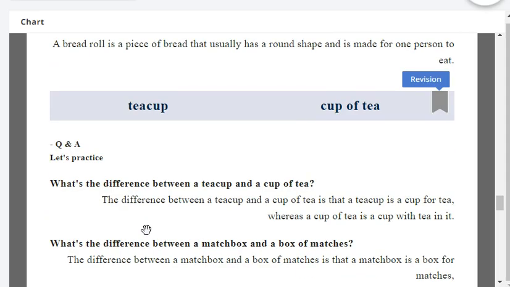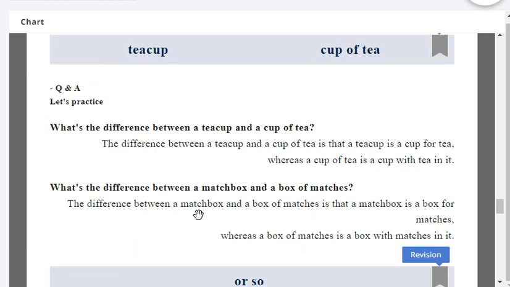What's the difference between a teacup and a cup of tea? The difference between a teacup and a cup of tea is that a teacup is a cup for tea, whereas a cup of tea is a cup with tea in it. Very good.